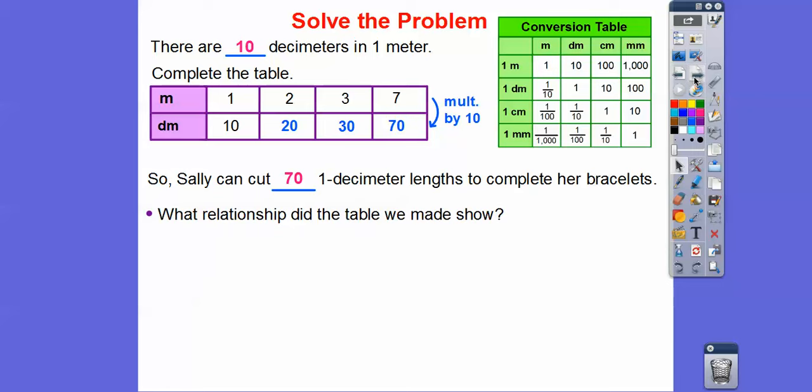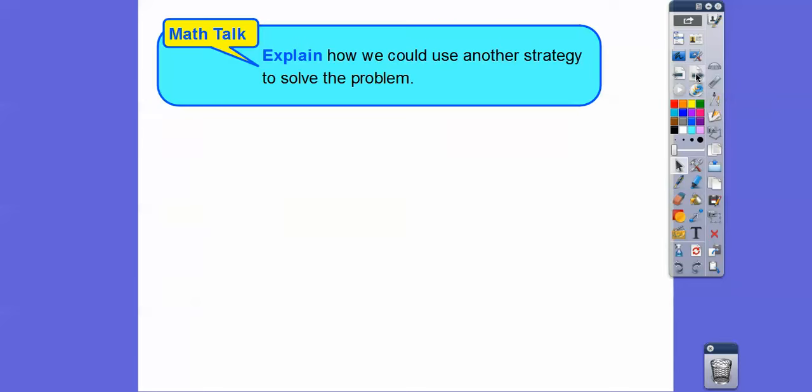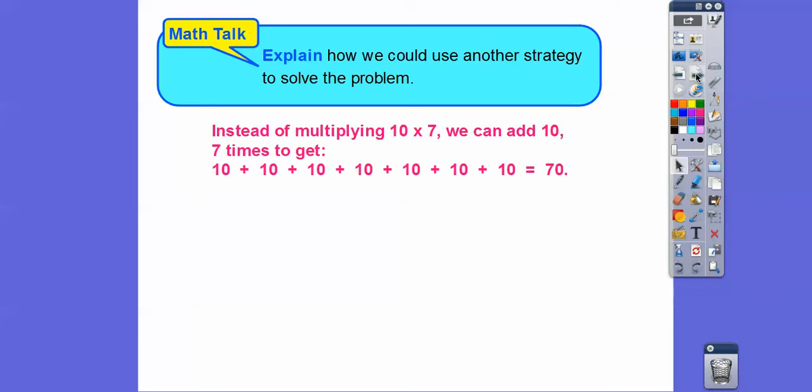All right, what relationship did the table we made show? Well, it showed that multiplying the number of meters by 10 gives us the number of decimeters. She had 7 meters, so we multiplied that by 10 and got 70. So what was another way we could solve that problem? Well, instead of multiplying by 10, we could have just added 10 plus 10 plus 10, 7 times, because this is 1 meter, here's another meter, here's another meter, here's another meter. There's 10 decimeters in each meter, so if we add them up, we get 70.